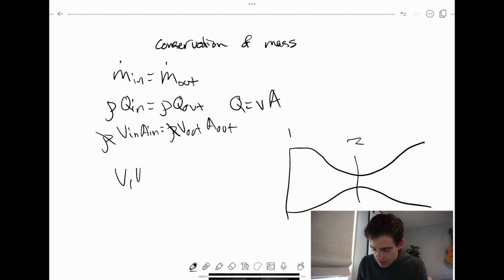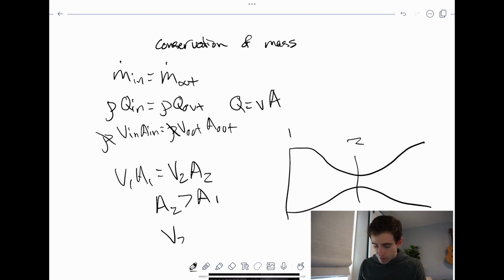And since V1A1 has to equal V2A2, for these sides to be equal, V2, sorry, this is backwards, A2 is smaller than A1, as we can see. That means V2 has to be larger than V1. And so if we control this properly and our area is small enough, we could decrease the pressure enough to create cavitation.